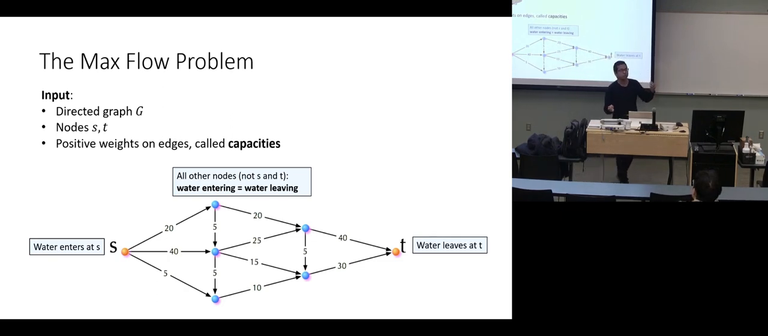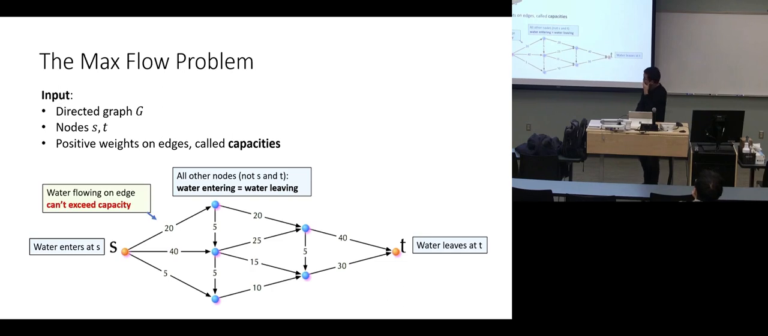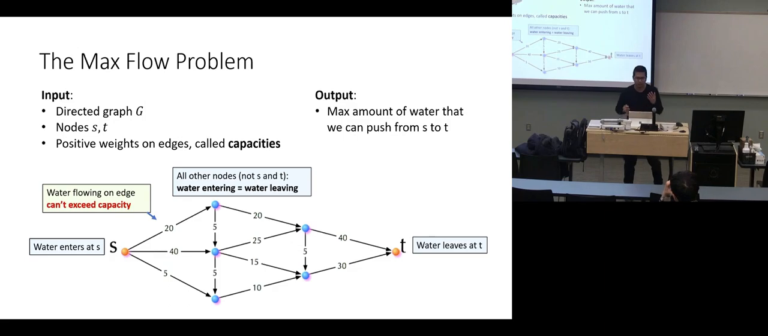Okay, so water needs to go somewhere. It cannot just stop at any node except S and T. And now the capacity makes sense, because the water that goes through each edge cannot exceed the capacity. And the goal is you want to maximize the amount of water that you send from S to T. Let me give an example.